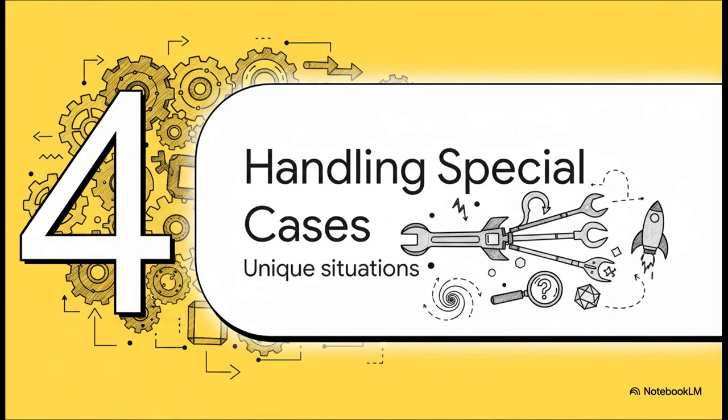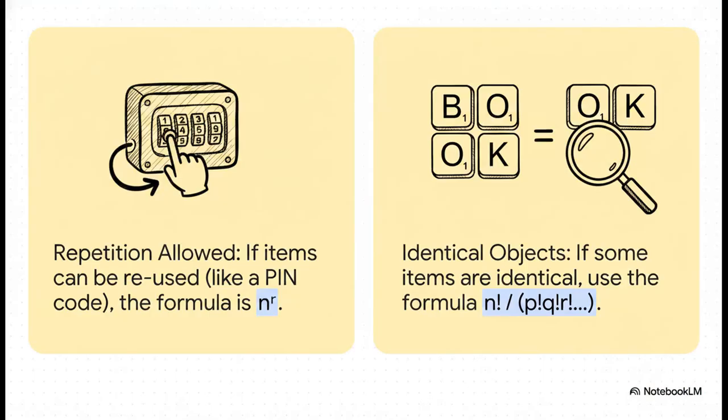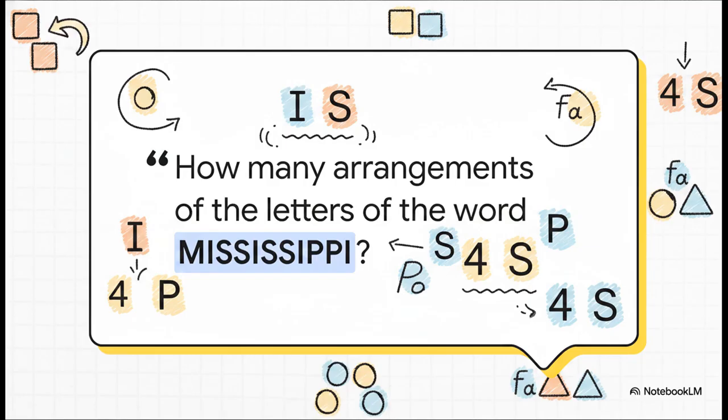Our toolkit is getting pretty powerful, but now we need some specialty attachments for those situations that kind of break the standard rules. Let's run through these real quick. On the left, if you can reuse items, think about a PIN code for your phone, the possibilities grow exponentially. But on the right, if you've got identical items, you actually have to divide to get rid of all the duplicate arrangements.